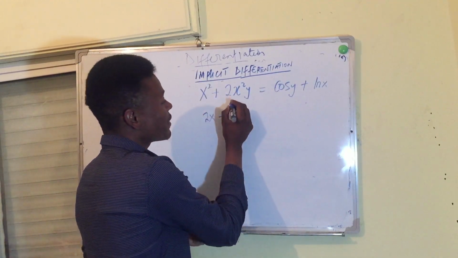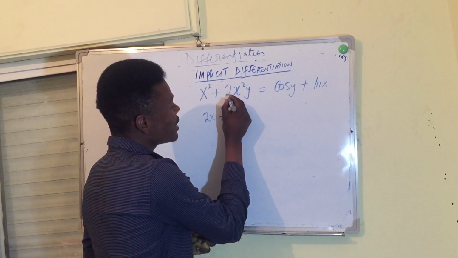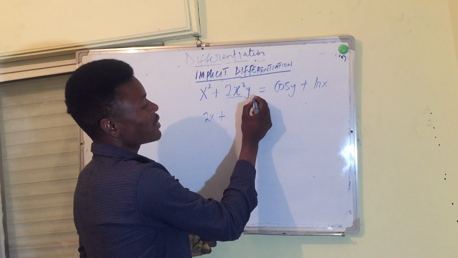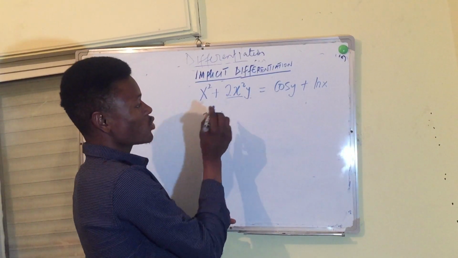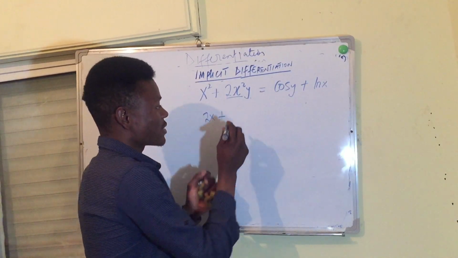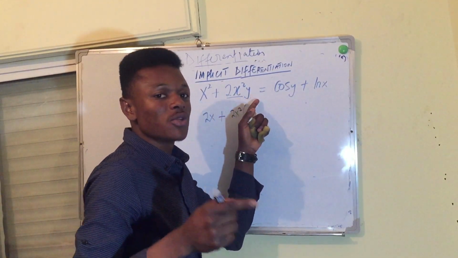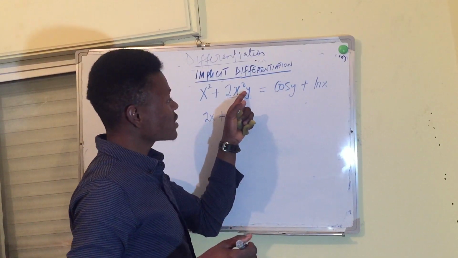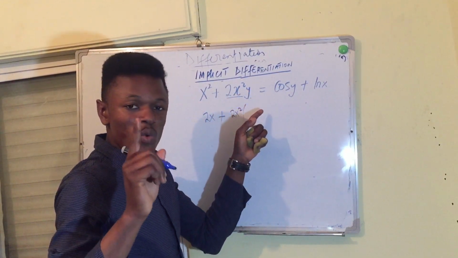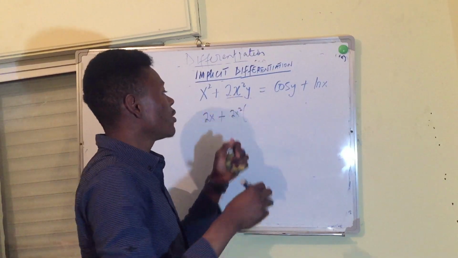Product rule ta f of x. Let wannan ya zama f of x din mu, y ta zama g of x. So product rule ta f of x, which is 2x square, ta times the derivative of g of x, that is g prime. What's the derivative of y? It's 1. Amma dole mu sa dy dx saboda ba x bace ba.